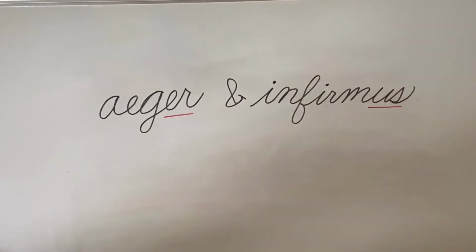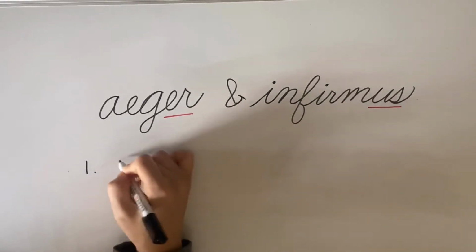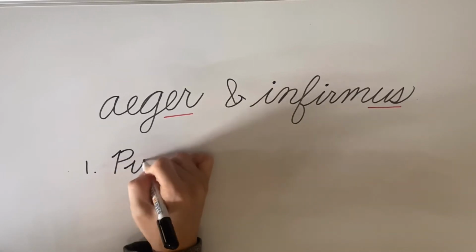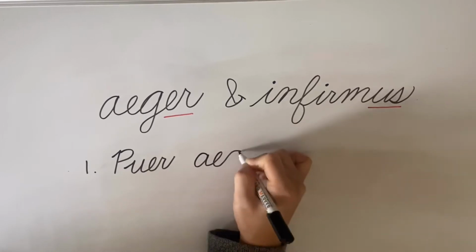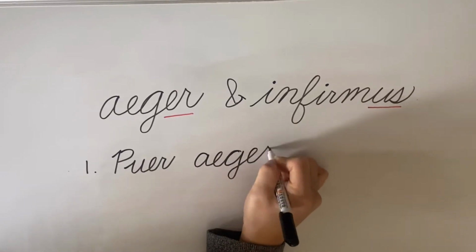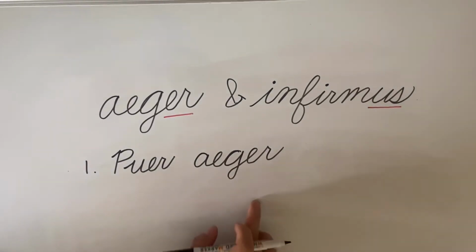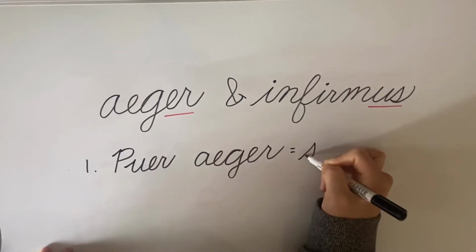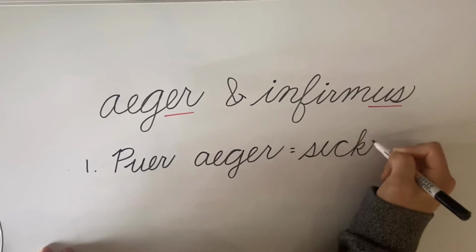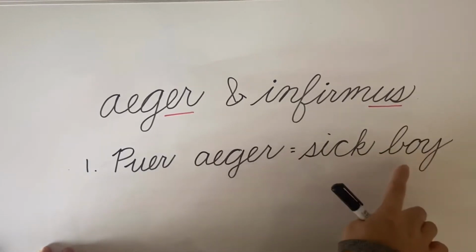So take a look at this sentence. Puer æger. We have a sentence that says puer æger. Now this translates to sick boy. Sick boy.